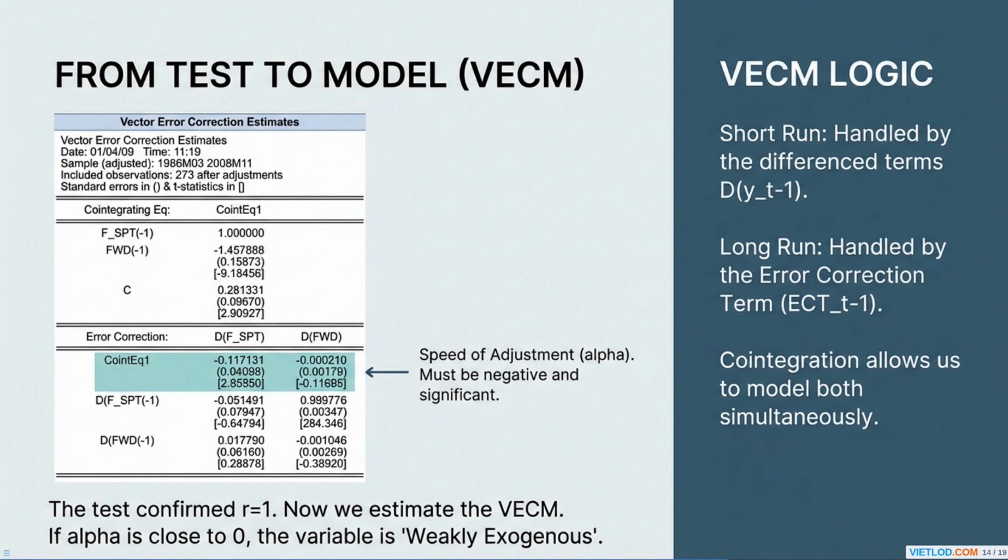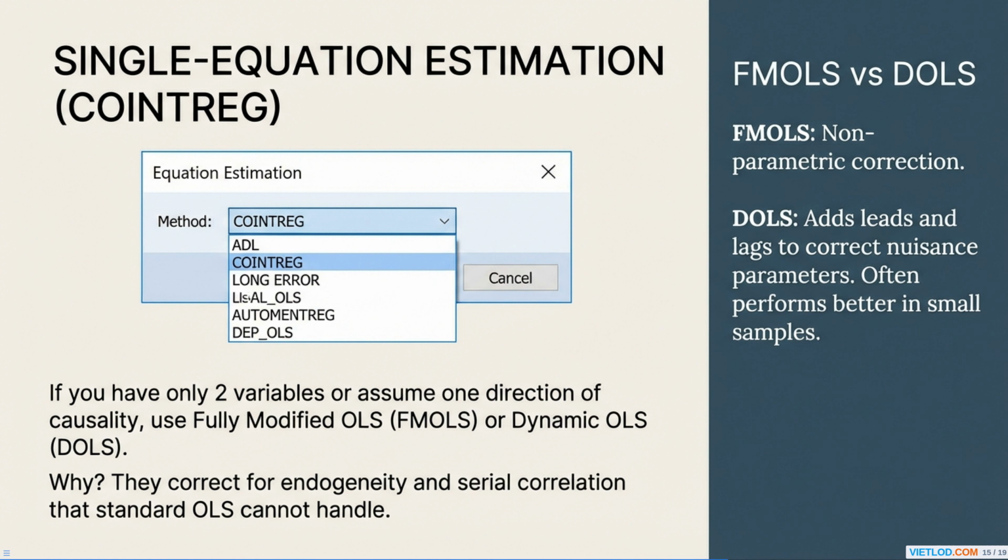In the output, the coefficient for coineq1 in the d of SPT equation is negative 0.117. This is the speed of adjustment, alpha. It's negative and significant, indicating that when the spot rate deviates from its long-run equilibrium, it corrects about 11.7% of that deviation in the next period.